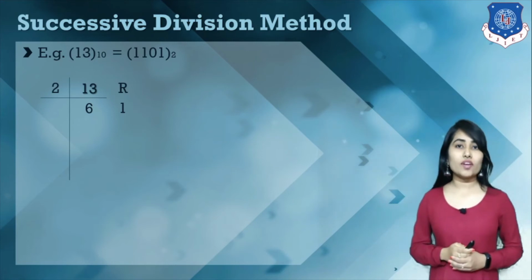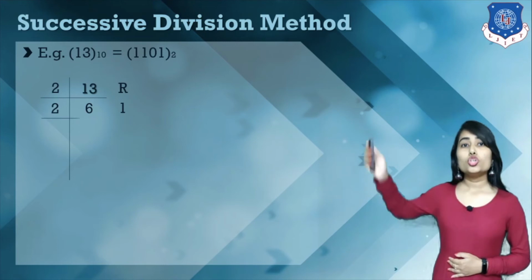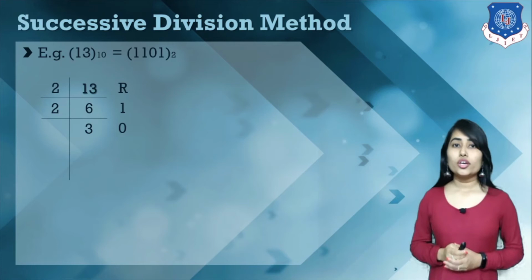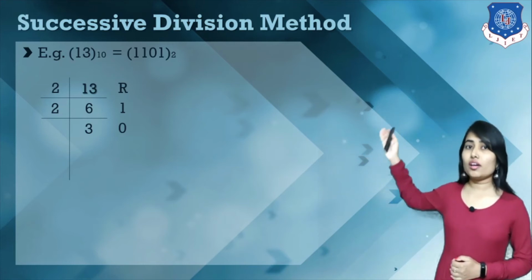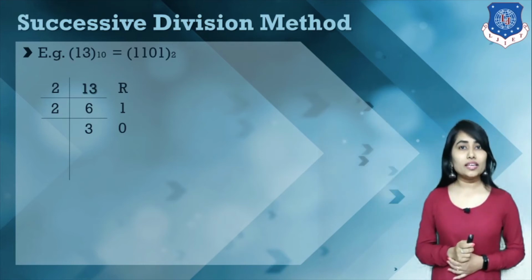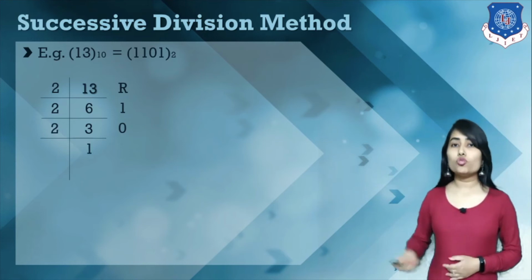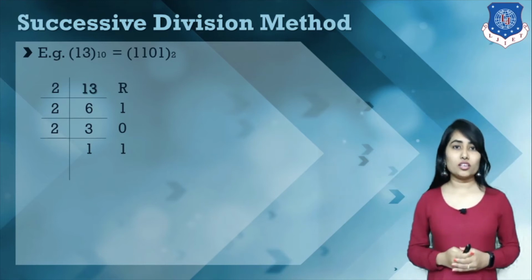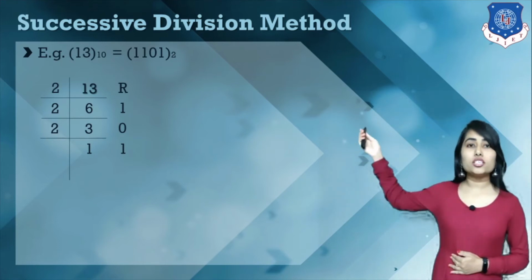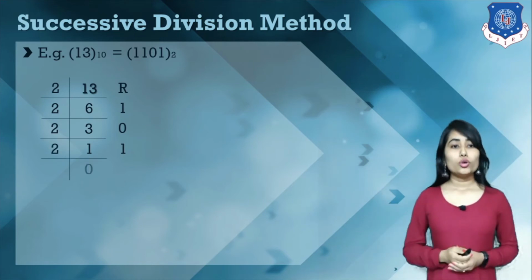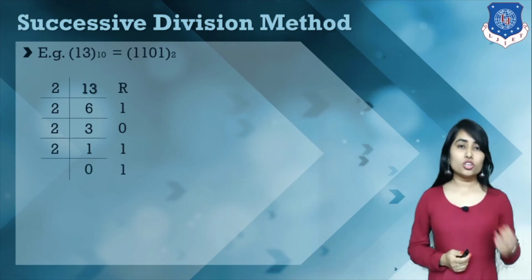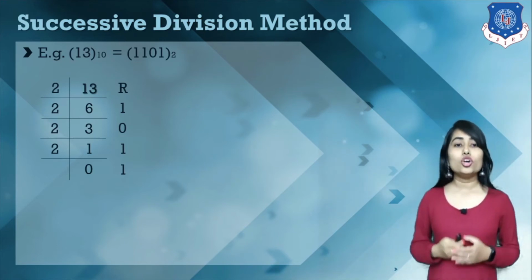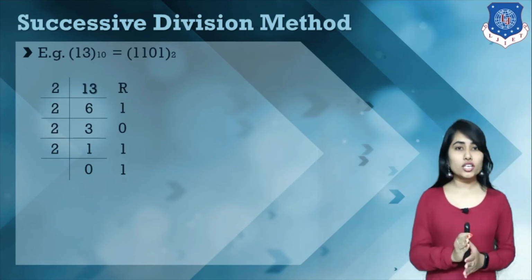Now again divide this 6 by 2, so we have quotient 3 and remainder 0. Then again divide by 2, so we have quotient 1 and remainder 1. So this is how we can divide successively. Then again divide this 1 by 2. As 1 is not divisible by 2, we have quotient 0 and remainder 1. So we have to focus on the remainder bits.